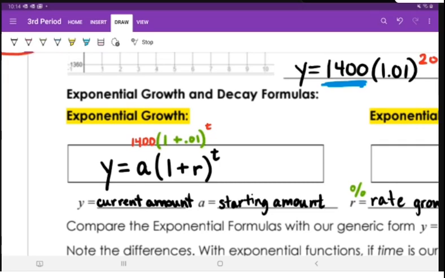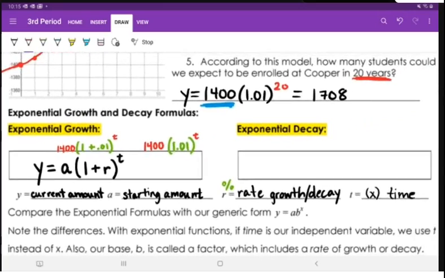Now, notice the 1 plus 0.01, we would actually add that together, and we would write it as 1,400 times 1.01 to the t. But I wanted you to notice that the 1.01 is made up of 1 plus 0.01. That's where it came from. It came from the 100% that we started with plus the 1% that we're adding, the 1 plus 0.01. Okay, so pay attention to things like that. This is what exponential growth looks like.